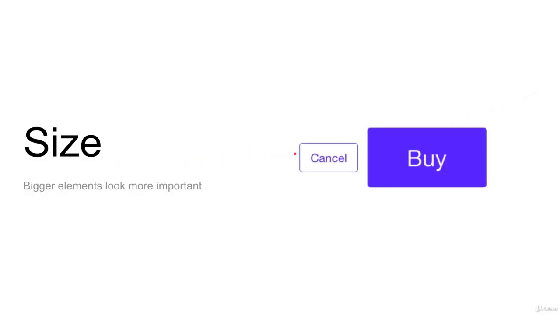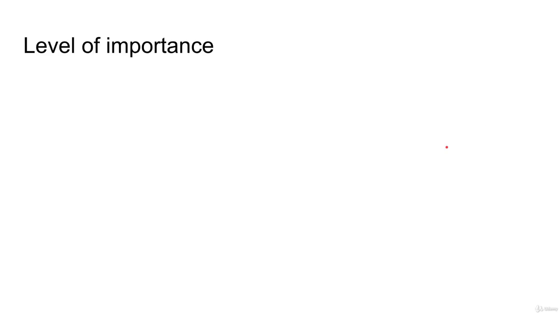First up is size. It's obvious that when you have a larger element, it's going to look more important than a smaller one, as you can see here with this abnormally large button. So this brings up the level of importance. We want to make sure when working with size, the level of importance actually makes sense.